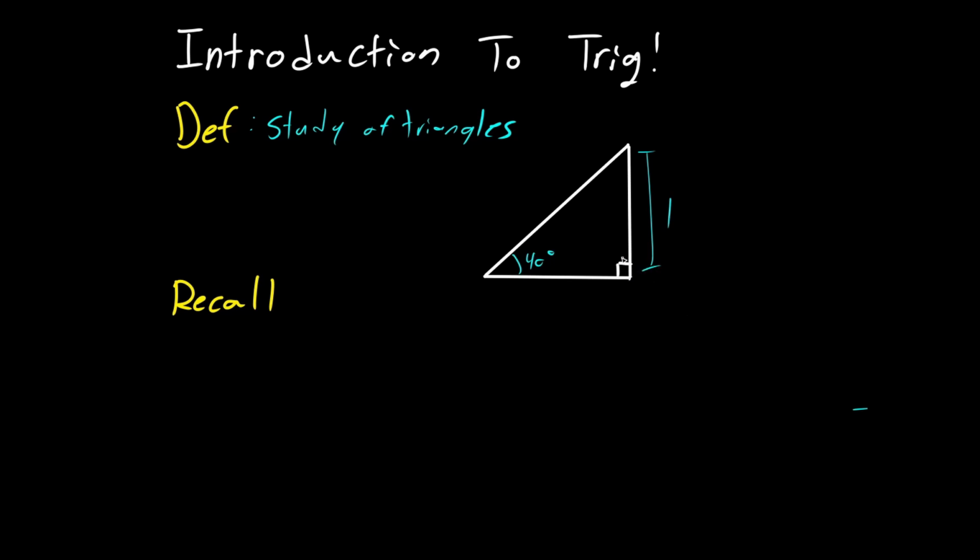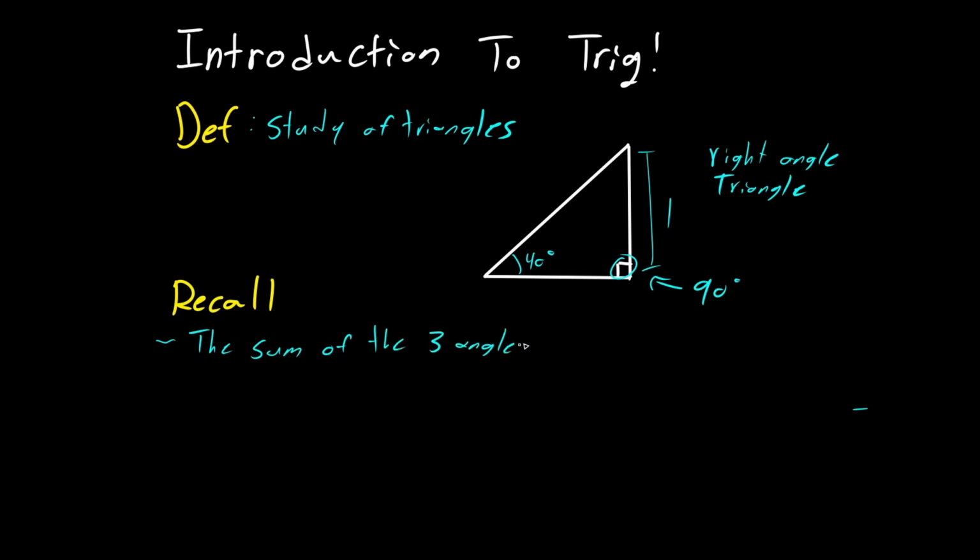Now, you may have seen this before, but this is a right angle triangle. And this is because it has a right angle, which is 90 degrees. Now, let's review a few things. So let's review the sum of the three angles on a triangle equals to 180 degrees.